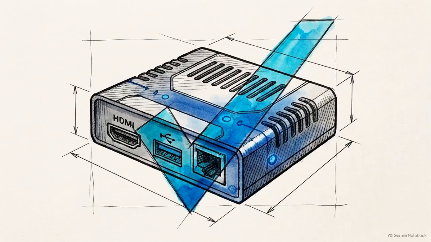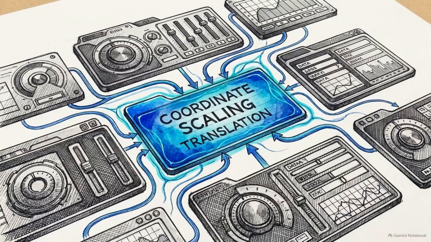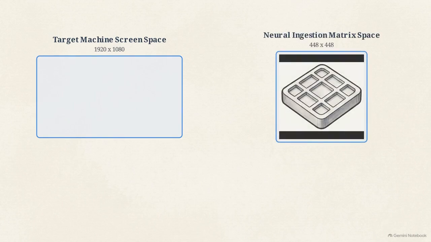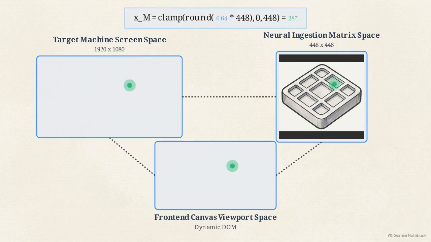While the ledger proves a physical action was successfully dispatched, the safety of that action relies entirely on the accuracy of the coordinate mathematics executing one step upstream. Stepping backward in the pipeline, we arrive at the coordinate scaling translation layer. The target machine operates in a raw screen space of 1920 by 1080 pixels. The neural model, however, ingests a heavily downscaled 448 by 448 matrix space. This animated diagram illustrates the normalized ratio transformation equations, bridging the disparate scale spaces without allowing coordinates to drift.